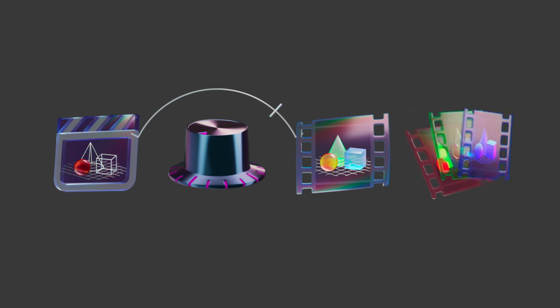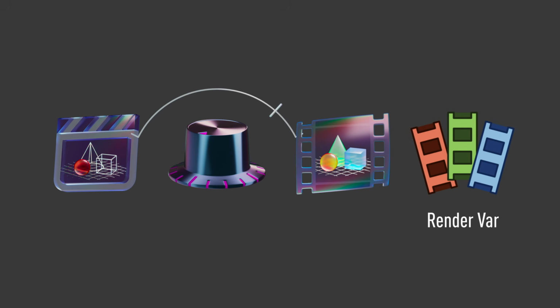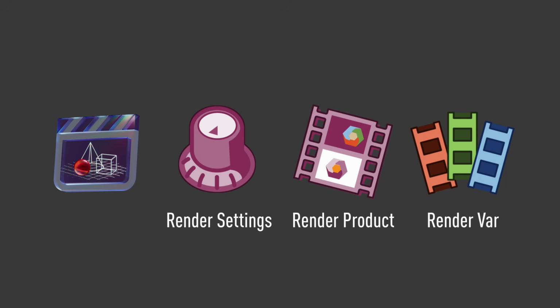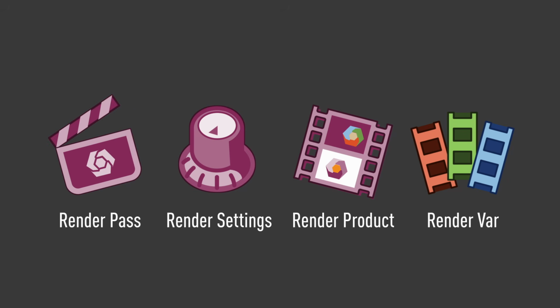The AOVs are called render vars. One or more render vars make up a render product. This is the file output by the renderer. Render products are produced by render settings, things like sampling quality and ray depths, and those render settings are used to render a render pass, which is a particular subset or state of the stage.